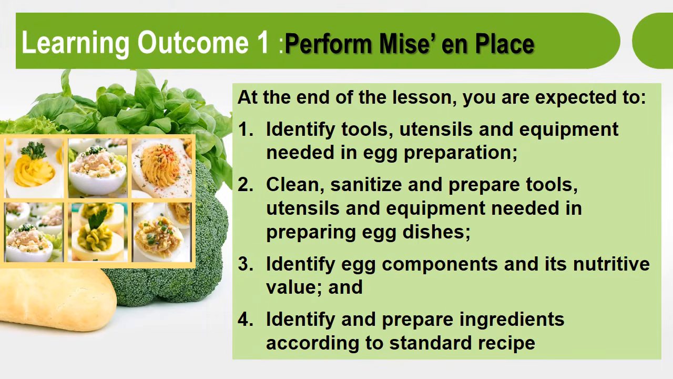Lesson 1, Learning Outcome Number 1. Perform mise en place. At the end of this lesson, you are expected to first, identify tools, utensils, and equipment needed in egg preparation. Second, clean, sanitize, and prepare tools, utensils, and equipment needed in preparing egg dishes. Third, identify egg components and its nutritive value. And fourth, identify and prepare ingredients according to standard recipe.